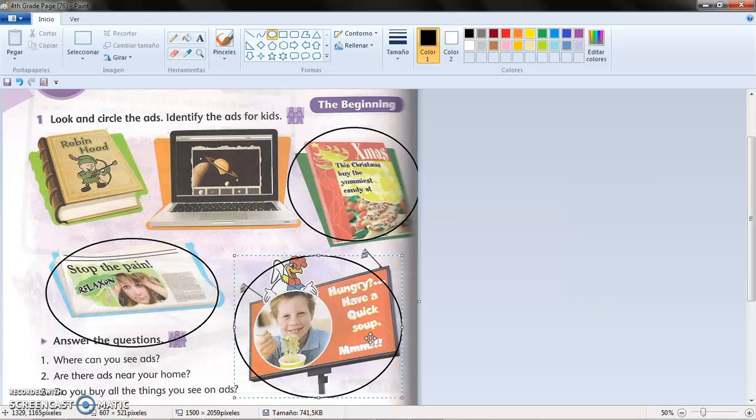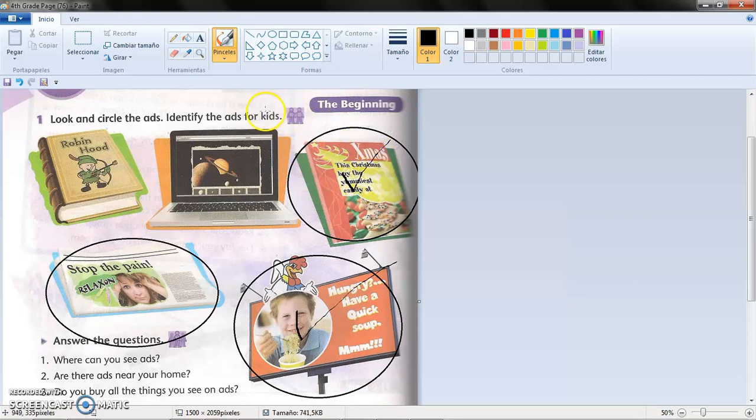Now, which of these are for kids? Okay, you are absolutely right. Those that are for kids are this one here. This one here. This is for kids. This one could be as well. This one here also can be for children.